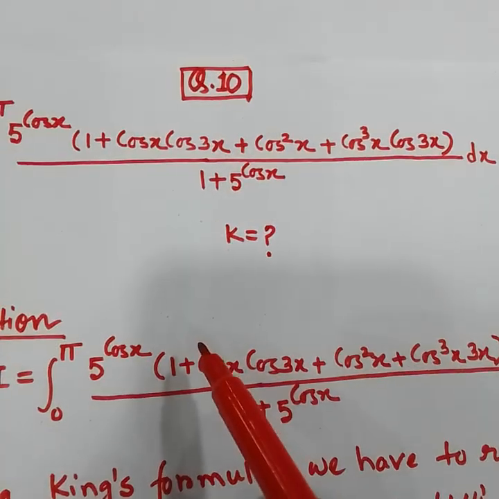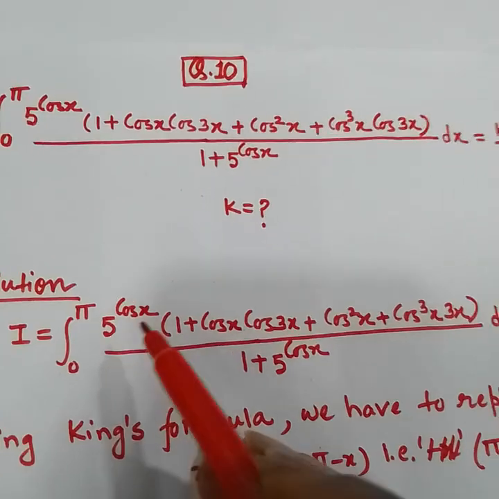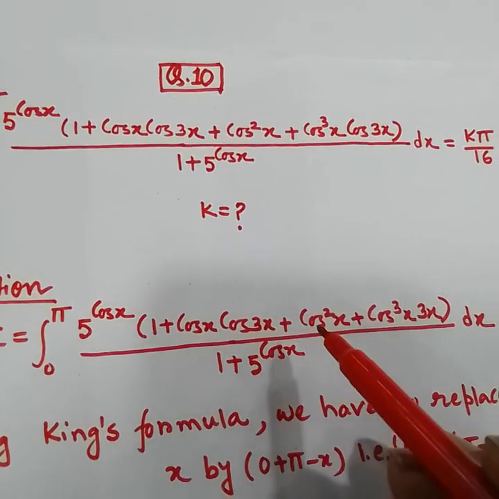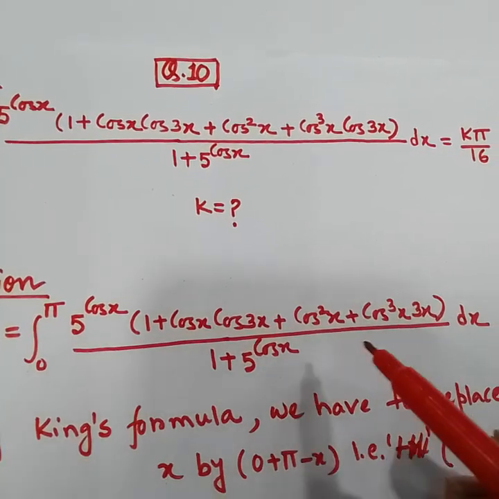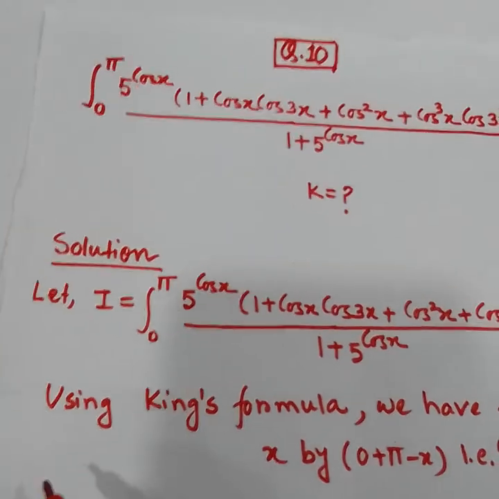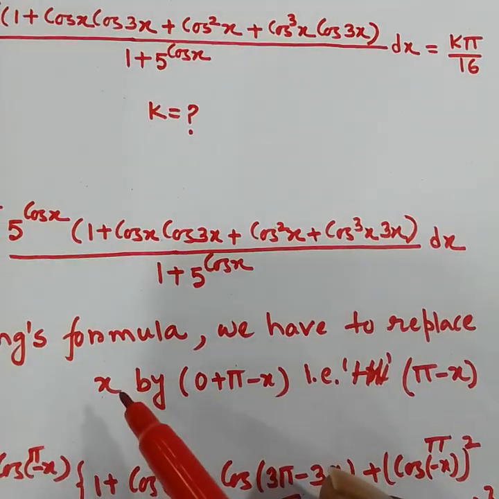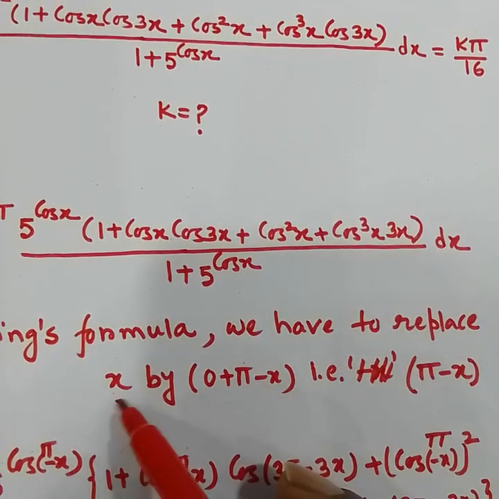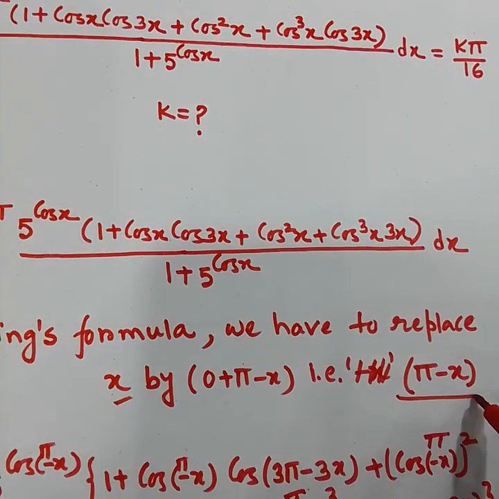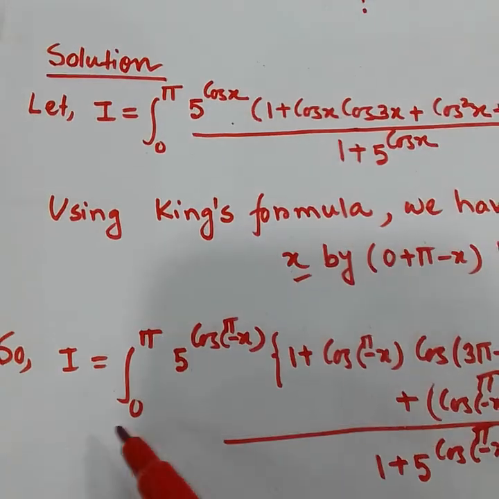Let us start with the solution. So let I equal to the integral from 0 to pi of 5 to the power cos x (1 plus cos x cos 3x plus cos square x plus cos cube x cos 3x), whole divided by 1 plus 5 to the power cos x, dx. Now here we use King's formula: we have to replace x by 0 plus pi minus x, that is, x should be replaced by pi minus x. So we are replacing x by pi minus x everywhere in this problem.